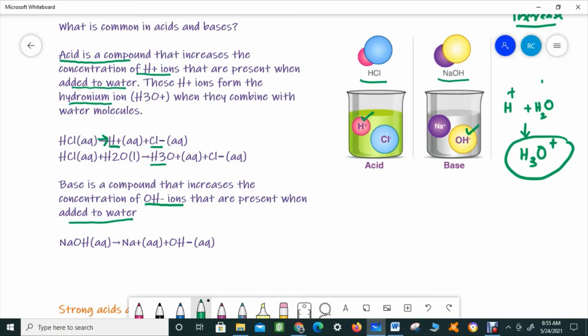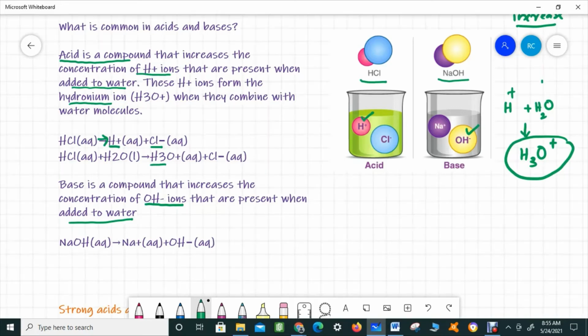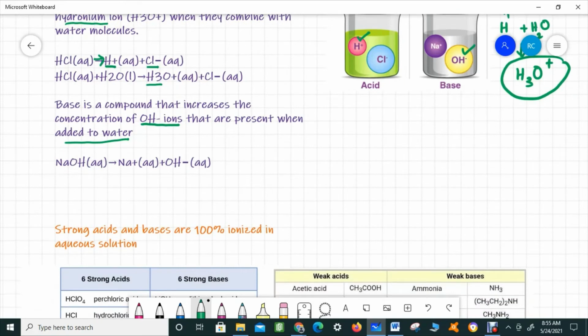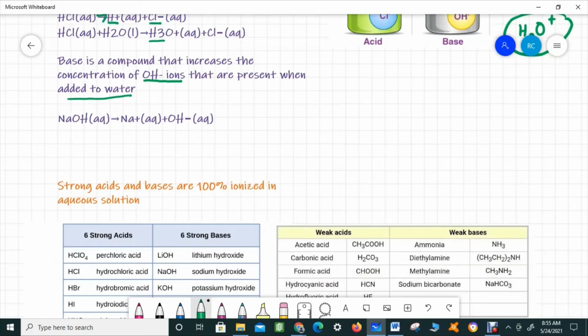So all bases, mostly all bases, will decompose into their ions and increase the concentration of OH minus ions. So these substances we say are bases. Now, some acids and bases are very strong, some of them are not. How do we classify which are common acids that are strong and which are not strong?